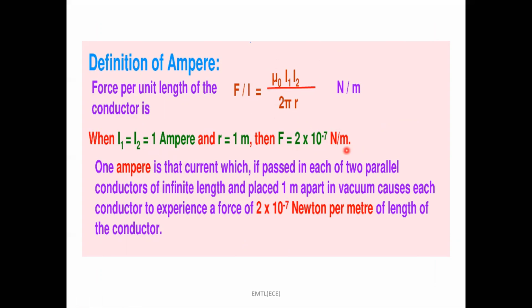Now, the definition of ampere is taken as: 1 ampere is the current which, if passed in each of two parallel conductors of infinite length and placed 1 meter apart in vacuum, causes each conductor to experience a force of 2 into 10 power minus 7 Newton per meter of length of the conductor.